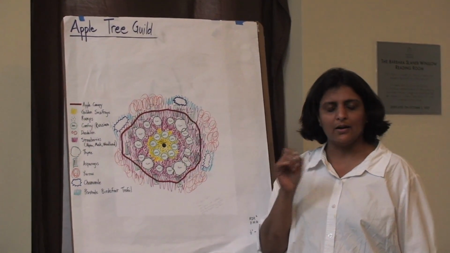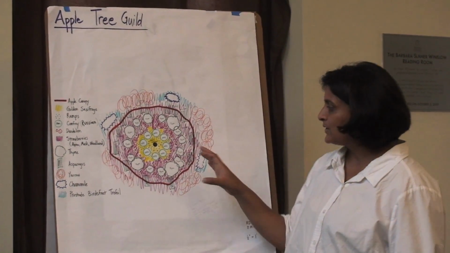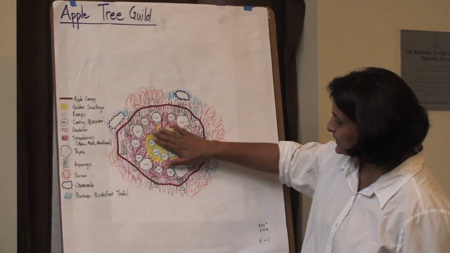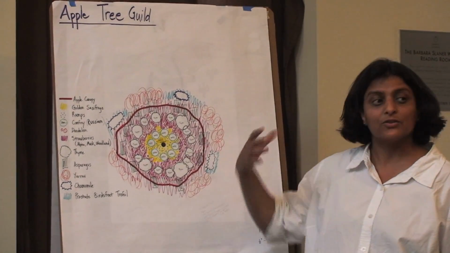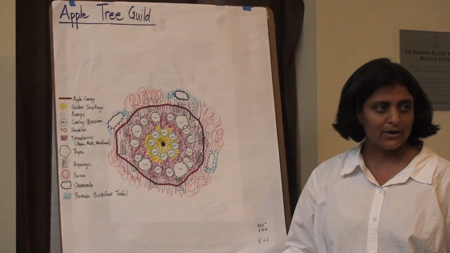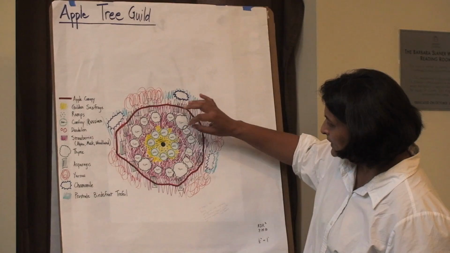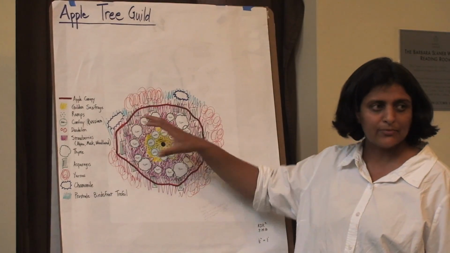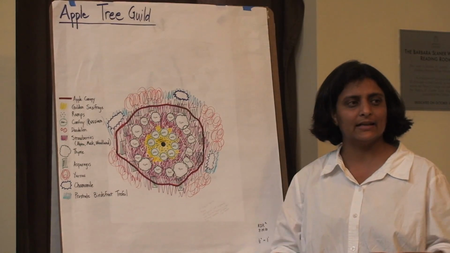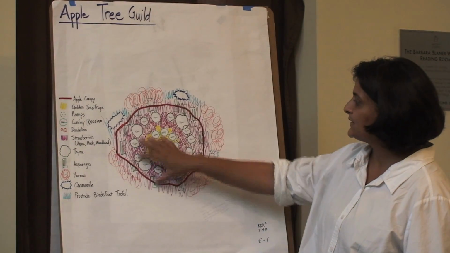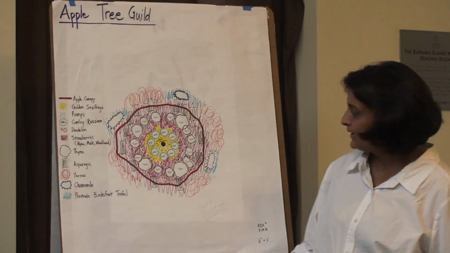They also are aromatic pest confusers, so we want to have them around here. And then there is the understory of golden saxifrage, which is also early blooming, low ground cover. Then we planted some dwarf comfrey. Comfrey is a dynamic accumulator. It collects a lot of minerals from the soil and contributes to the fertility of the area around the tree.